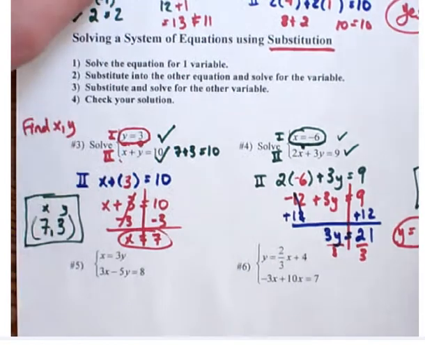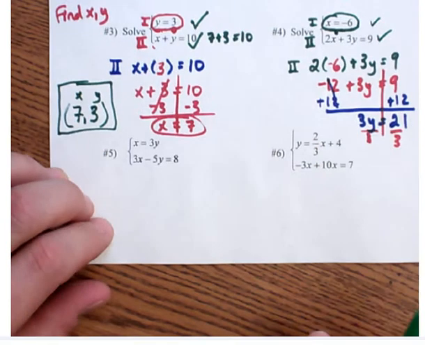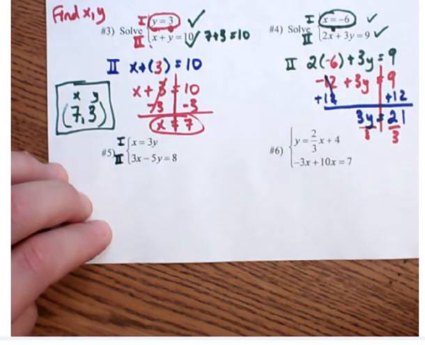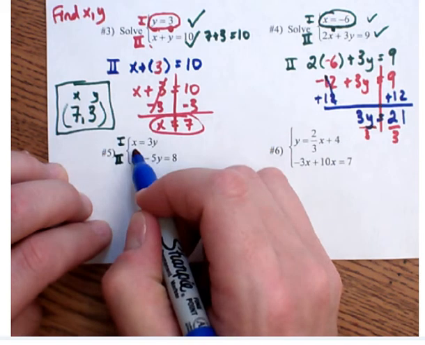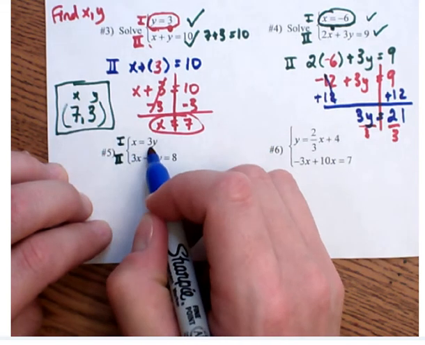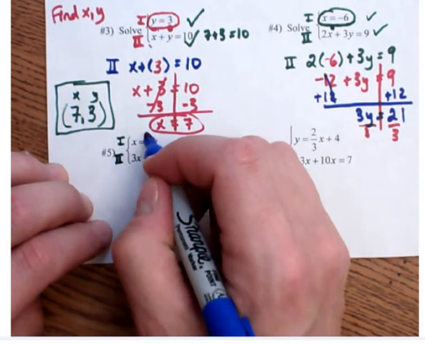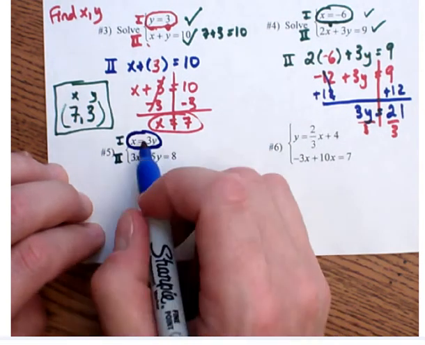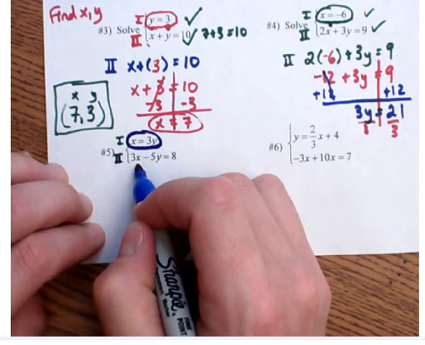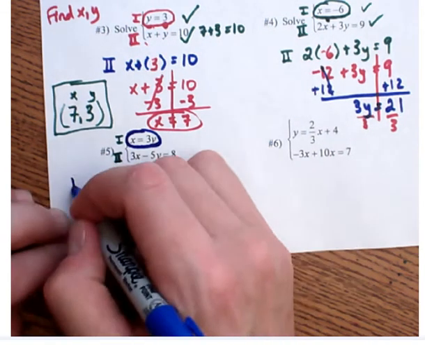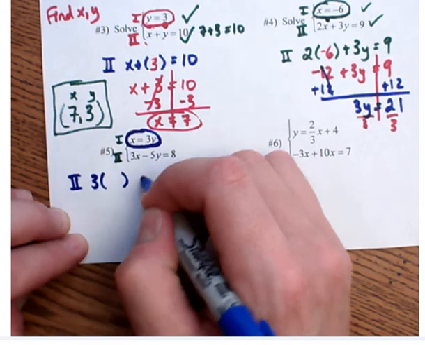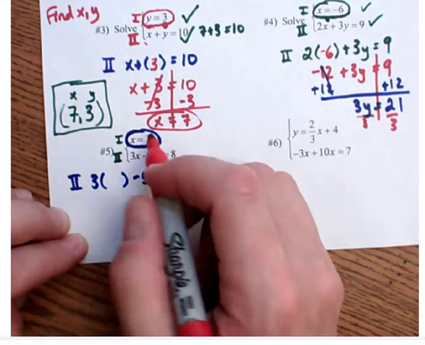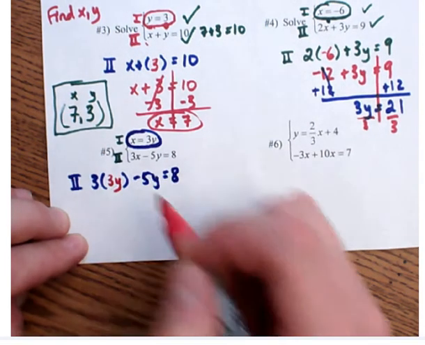All right, let's go down here to number 5. Now number 5, equation 1, equation 2. Number 5 is a little bit different. The top equation is x equals. Well, that's great. The only problem is that it's not x equals 3, it's x equals 3y. So what we're going to do, same process, we're going to take the x value, we're going to substitute it into the bottom equation. So equation 2 was 3 times x minus 5 times y equals 8. The x value is 3y. So I'm going to put a 3y there.